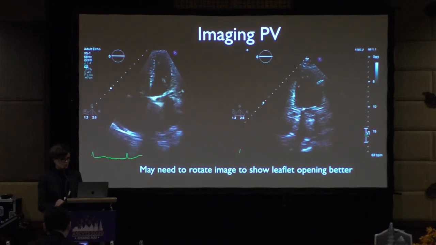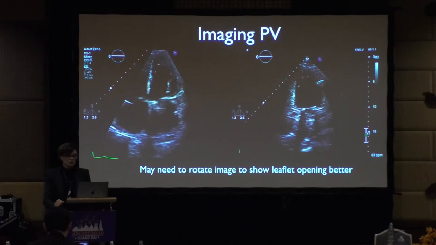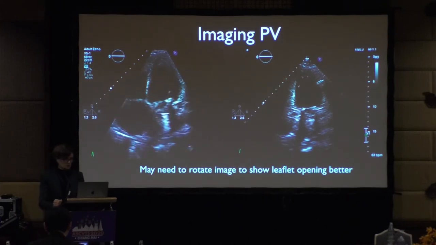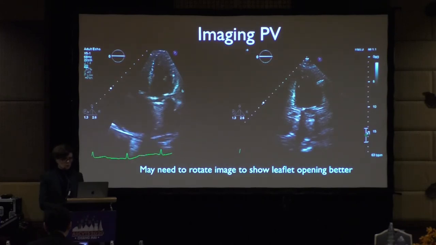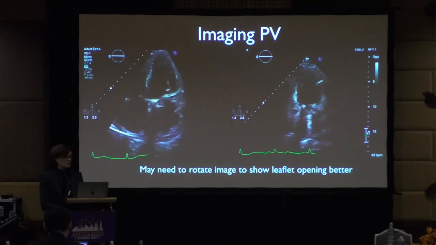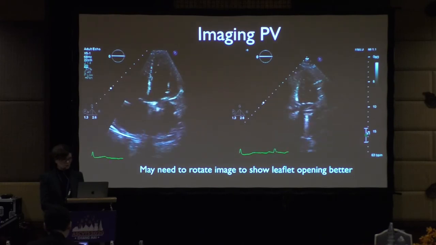And this is the point that I was making earlier. You might need to rotate your image to show your leaflet opening better. So in the first image, you really can't see the leaflet opening very well, whereas once I've rotated to a two-chamber, you get a much better idea about leaflet opening.